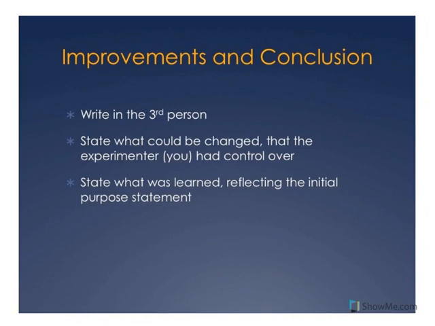And the final 2 sections of the lab report are the improvements and conclusion sections. Remember to write in the third person, and in the improvement section, state what could be changed that the experimenter, that's you, had control over, which is kind of tricky to do when you're writing in third person, but that's what you need to do. And then the conclusion, state what was learned, reflecting the initial purpose statement. Somewhere in there you should state how many layers of zinc atoms you found on your metal sample pieces.